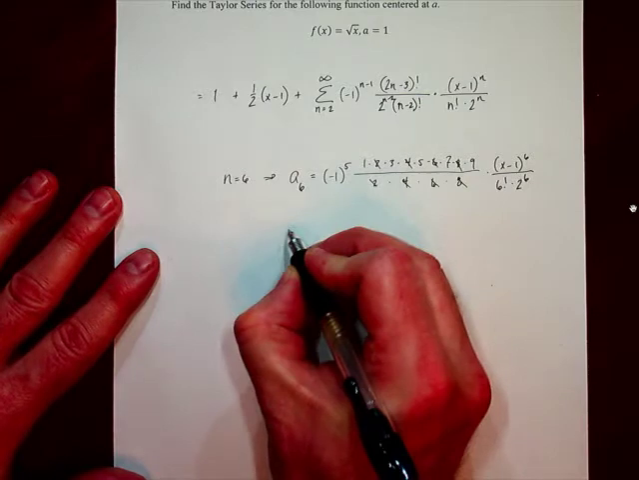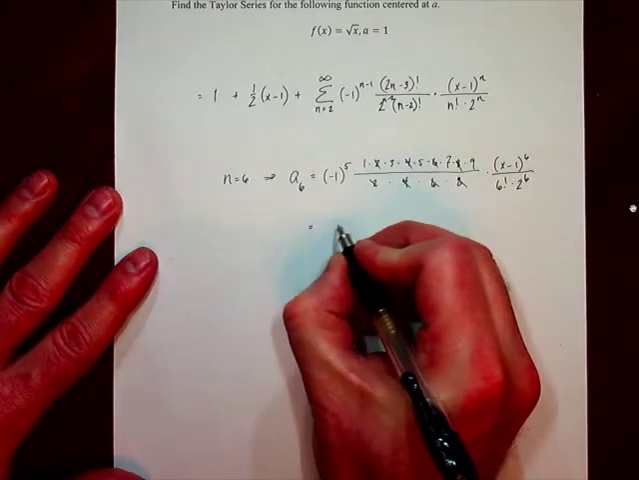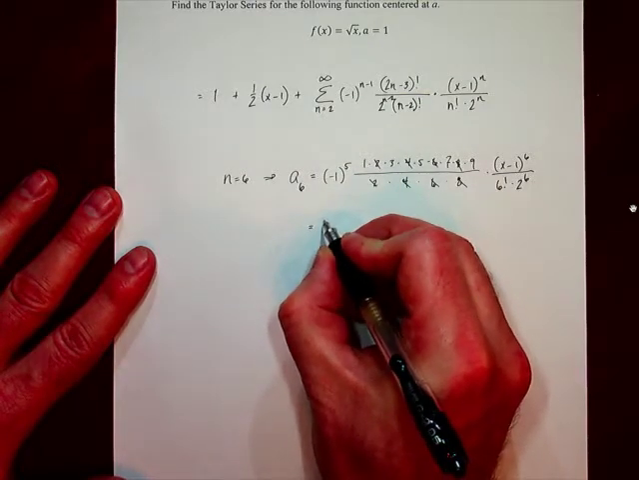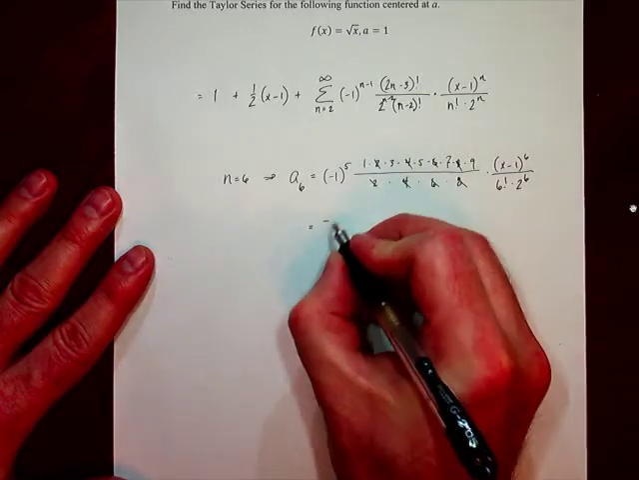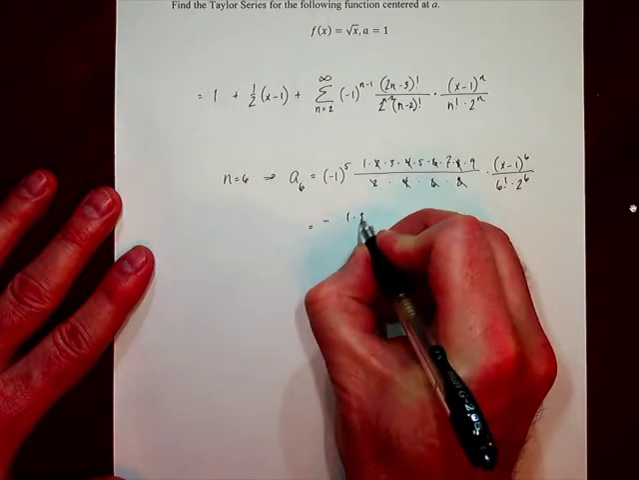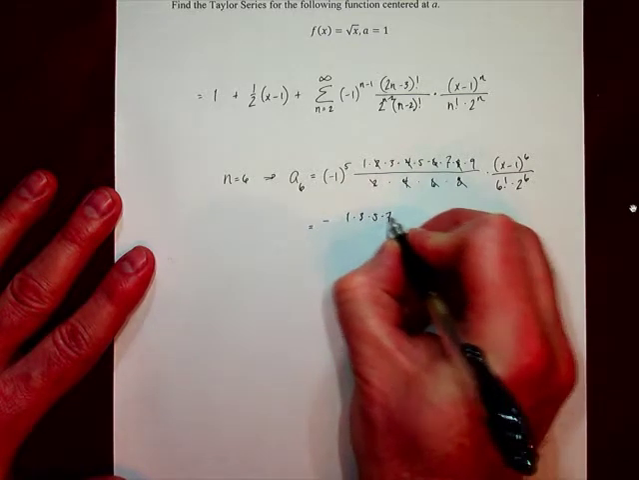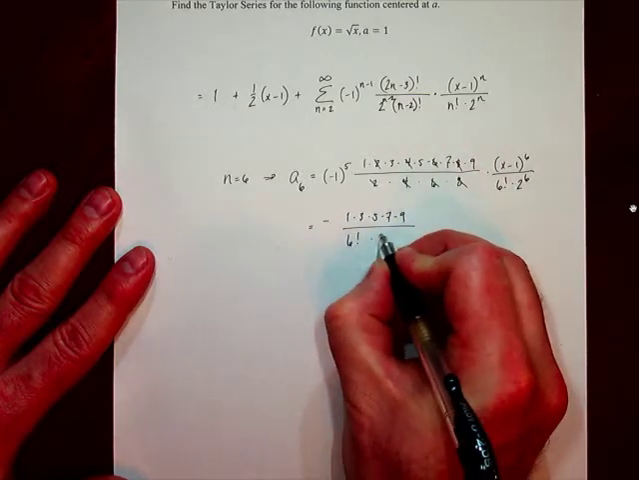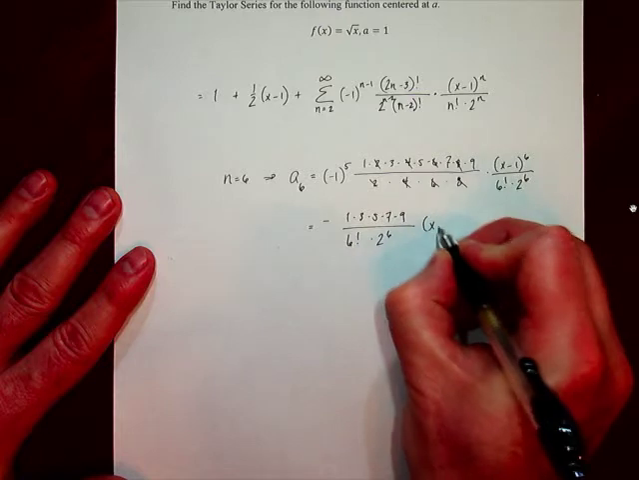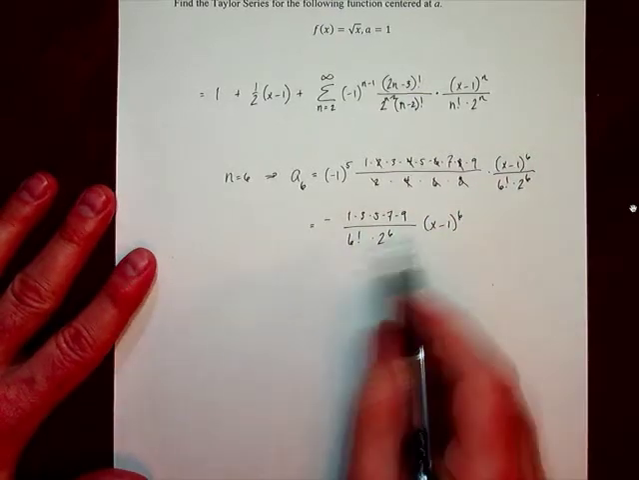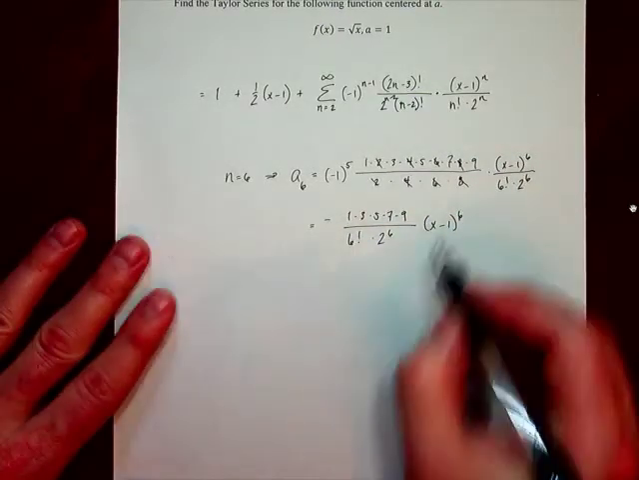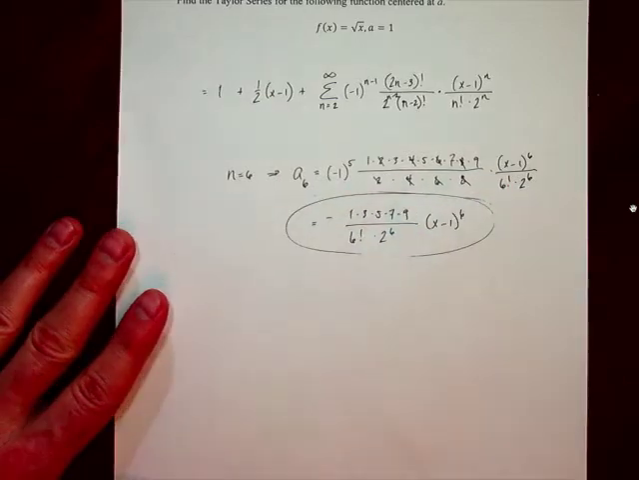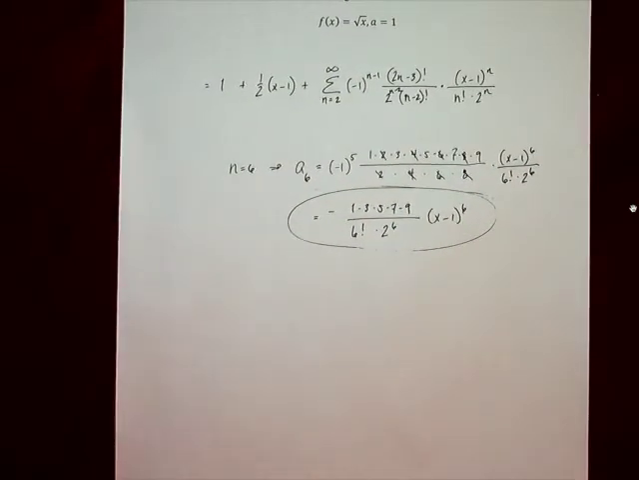And that actually does wind up giving me what I need, okay? That winds up being -1 times 3 times 5 times 7 times 9 over 6 factorial times 2 to the 6, (x minus 1) to the 6. And then you can first evaluate that. But that is, according to the pattern, what that next term should be.